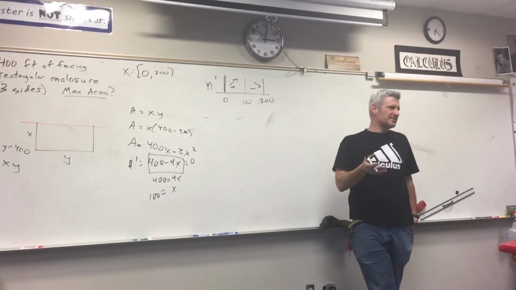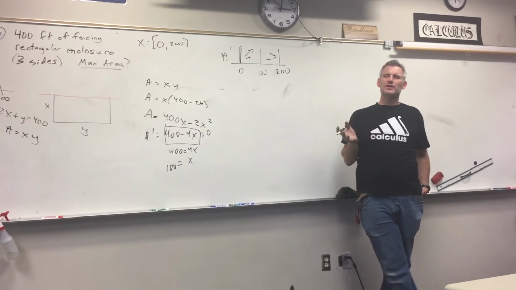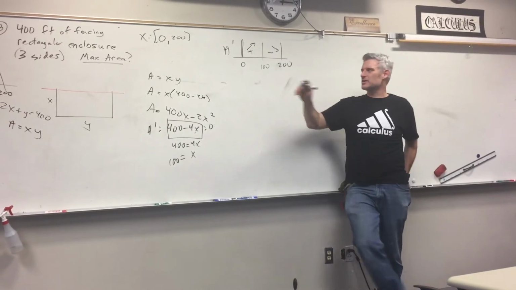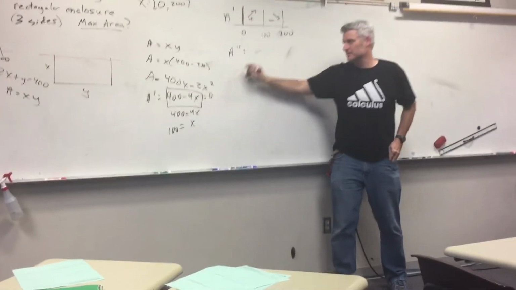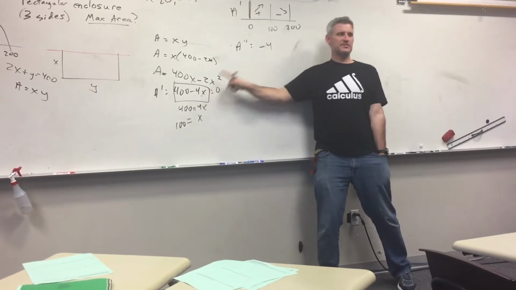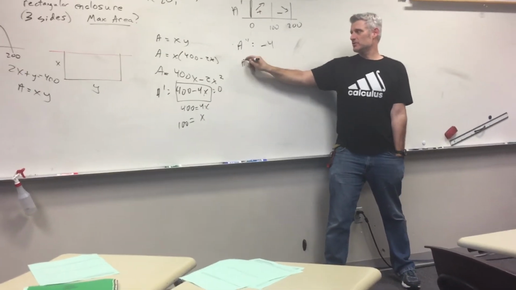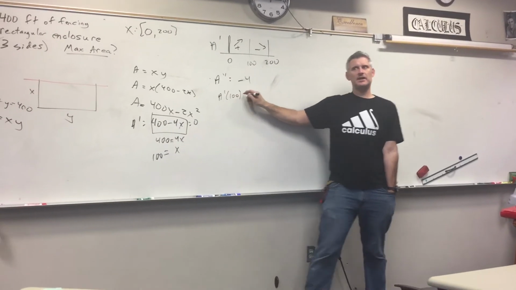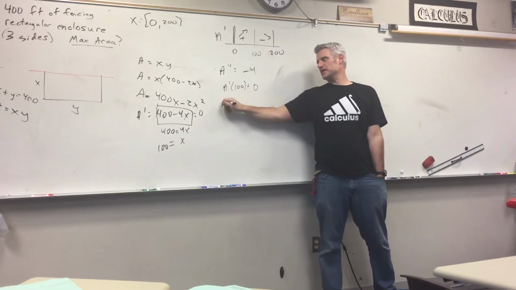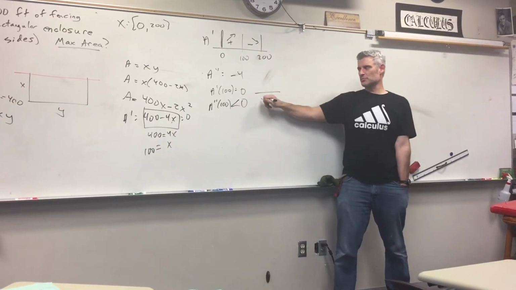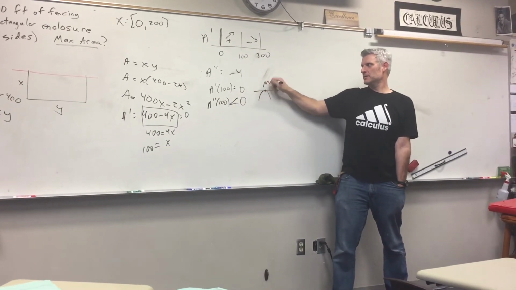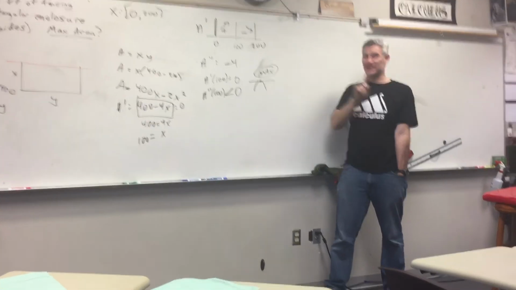But again, like I said in class, we don't really want to just assume, so let's do a sign chart. How beautiful and clean is the second derivative test? Because your second derivative is just -4. So no matter what, your first derivative of A at 100 is 0, and your second derivative at 100 is negative. So if you have a 0 slope on a negative concavity, it's got to be a max. Yay, we did it. Okay, now hold on.